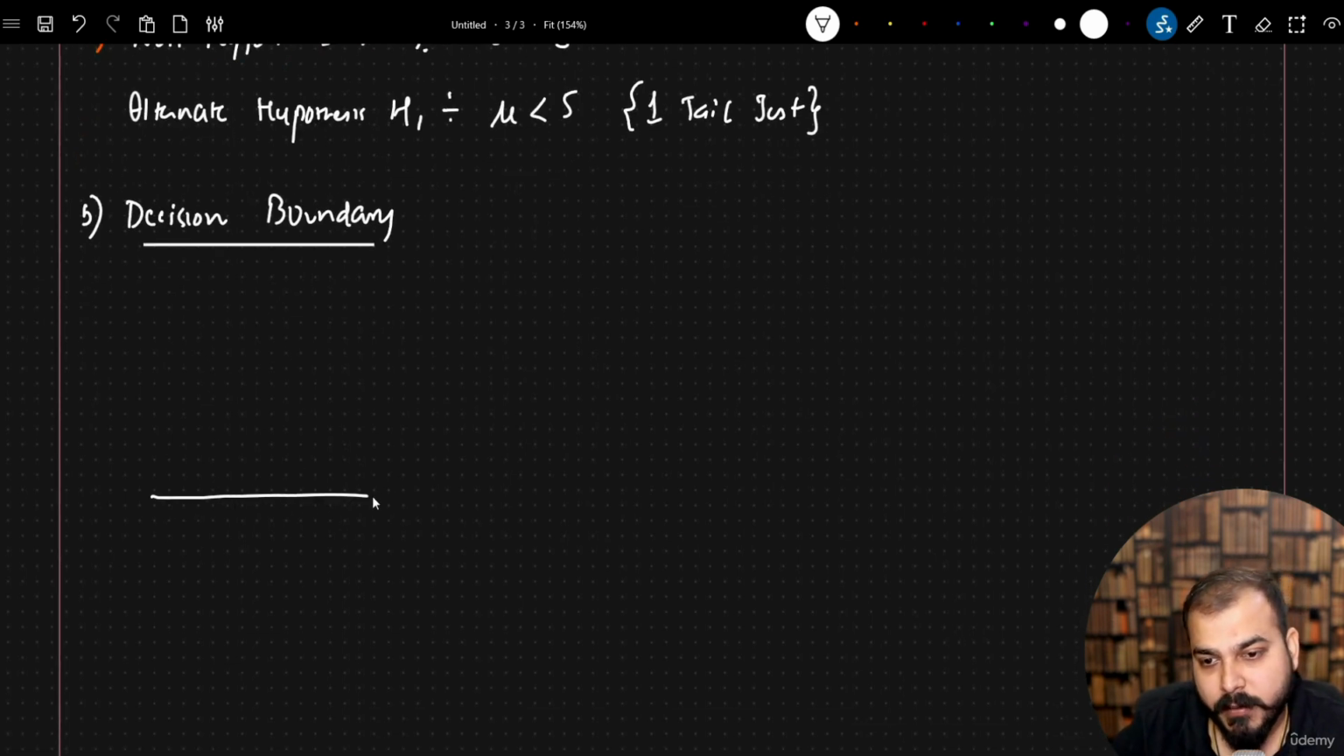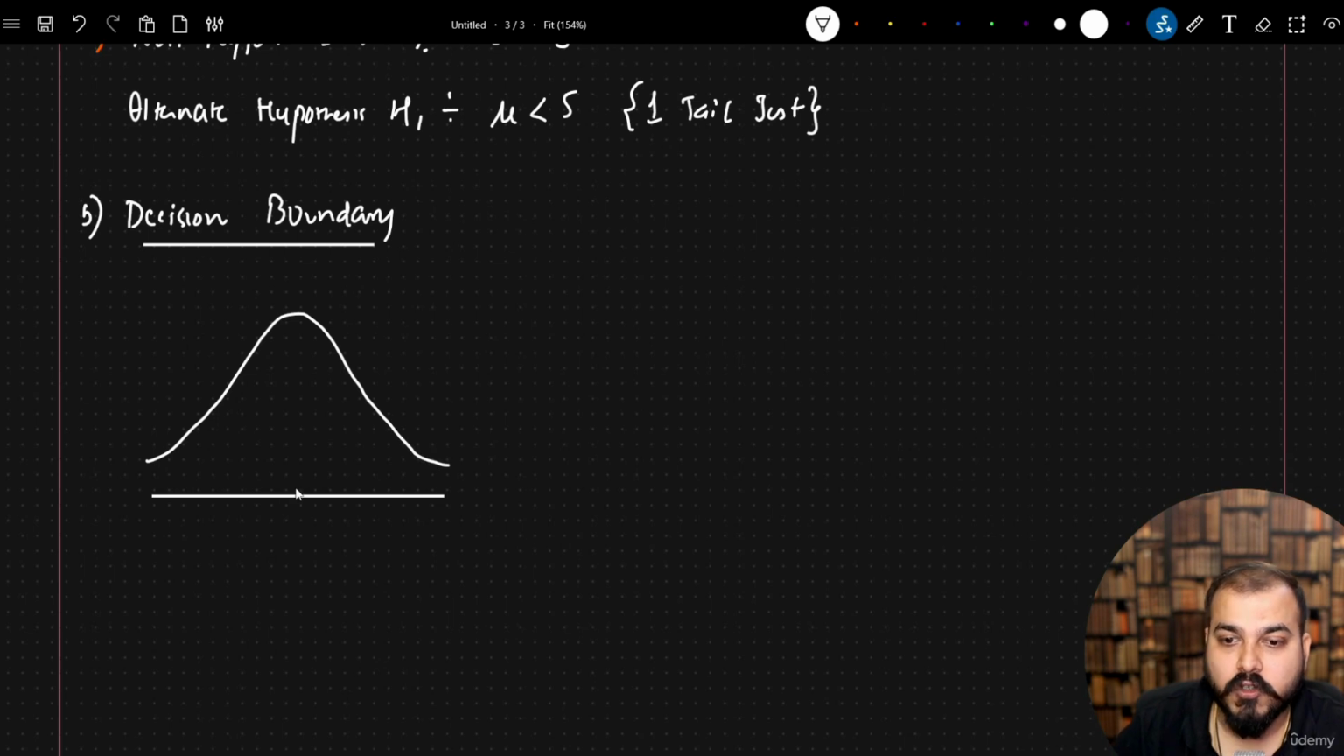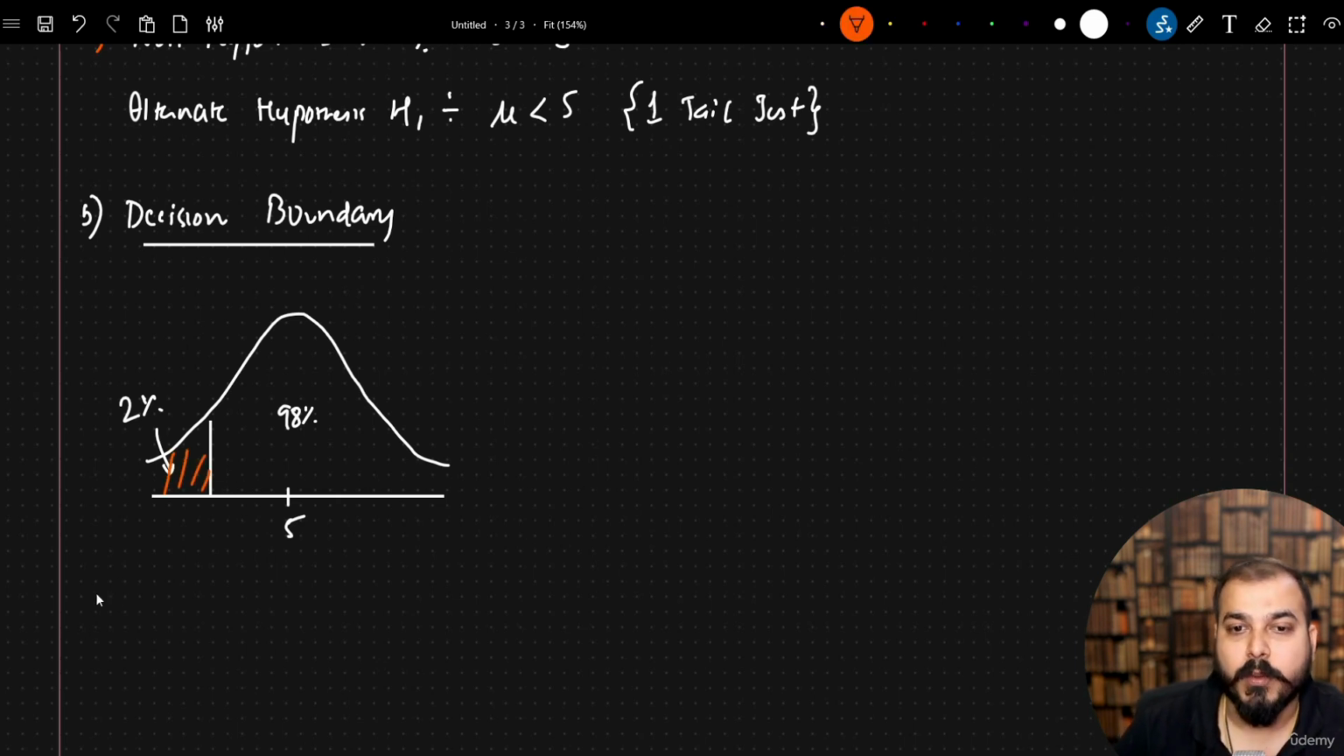Now in decision boundary, as we have already discussed, this is a one tail test, right? So my mean is 5 over here and I want to check my alternate hypothesis less than 5, somewhere over here, considering a 98% confidence interval, and this is 0.02, that is 2%. I have to only check for this specific area. So how do I do this? The next step will be, I will perform a Z test.